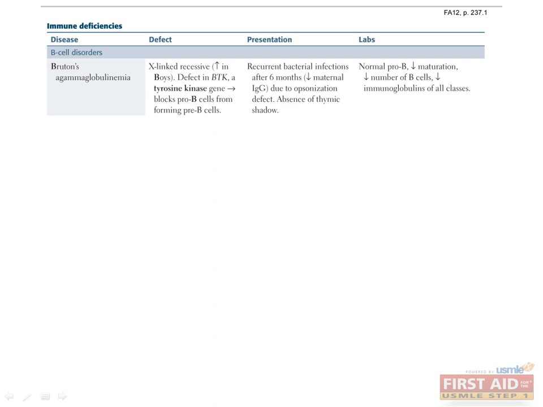Here we see the first disease, Bruton's agammaglobulinemia. Before we go further, what do you think is the derangement in this condition? You're correct if you infer from the name that B-cell function is effectively absent in this condition. This X-linked recessive disorder results in a defective tyrosine kinase gene that blocks B-cell differentiation and maturation. Lab values demonstrate normal levels of pro-B cells, but with decreased maturation and production of all classes of immunoglobulins.